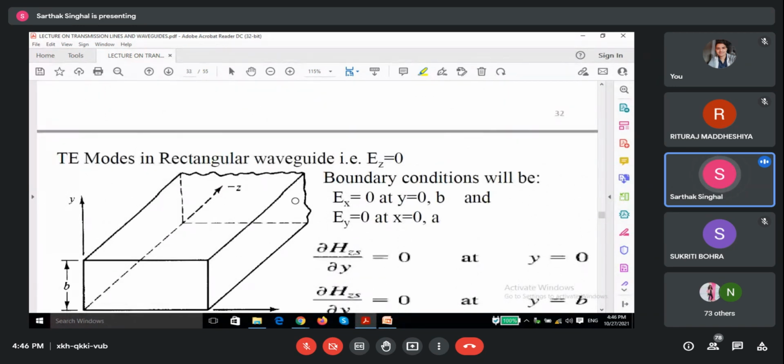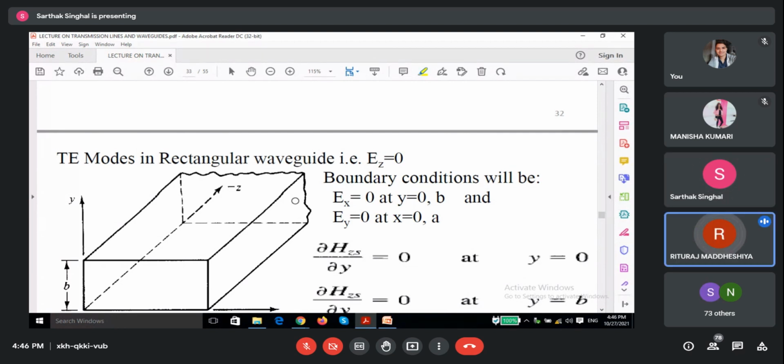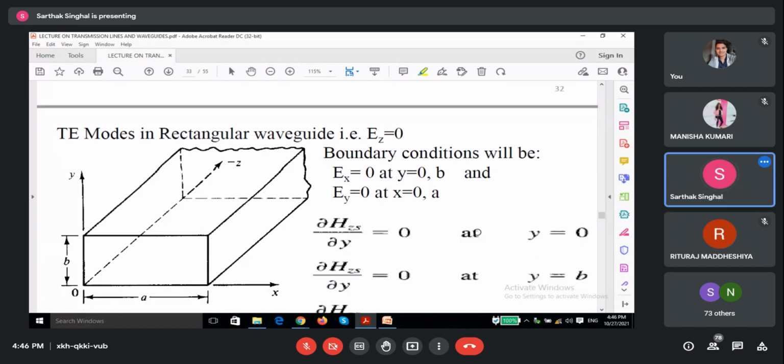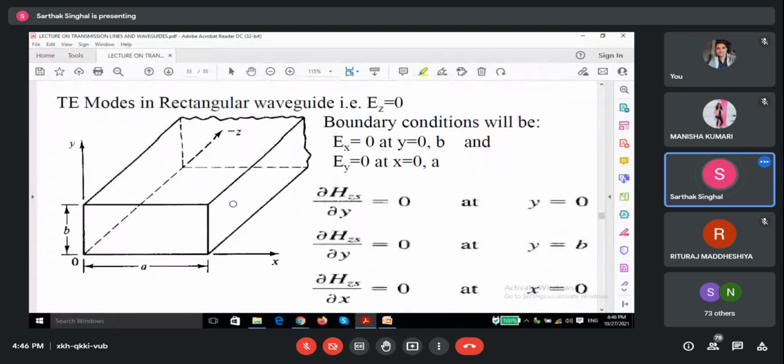Now we are talking about the TE mode. What is the condition for TE mode? Ez should be 0, right? Yes, Ez will be 0 for TE mode. Okay, in addition, what are the boundary conditions?